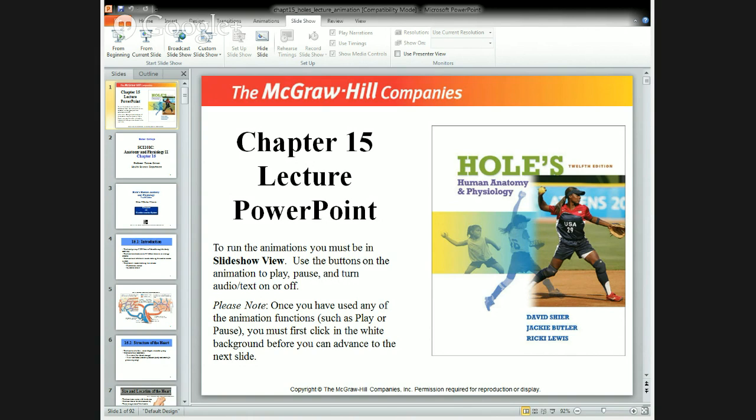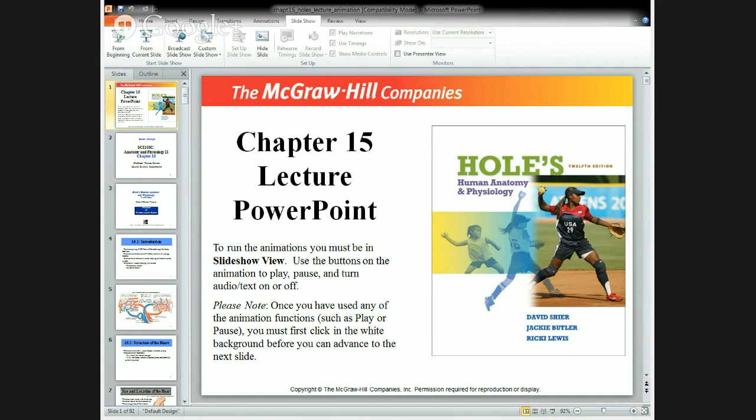The heart is divided into four chambers. The right atrium receives blood from the inferior or superior vena cava and the coronary sinus. The right ventricle receives blood from the right atrium. On the left side, the left atrium receives blood from the pulmonary veins, and the left ventricle receives blood from the left atrium.